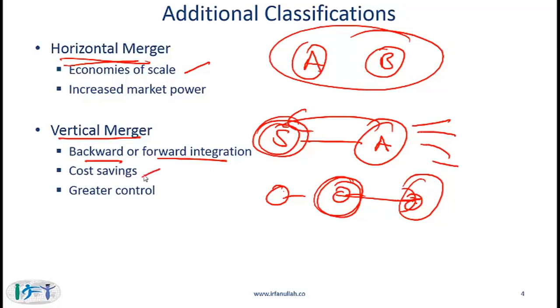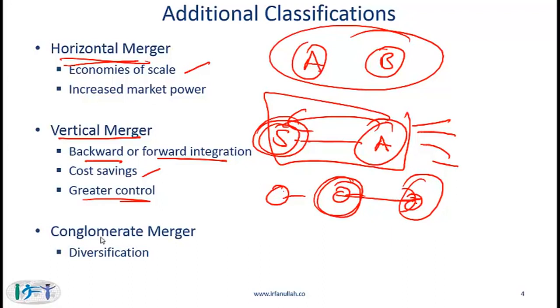So these are examples of vertical mergers where we could have backward integration or forward integration. Generally, the objective is to save costs, because clearly if you have two companies in the supply chain, each company is trying to make a margin. So if this combination happens, then at least in theory, the costs can be cut, and also there is greater control of the supply chain.